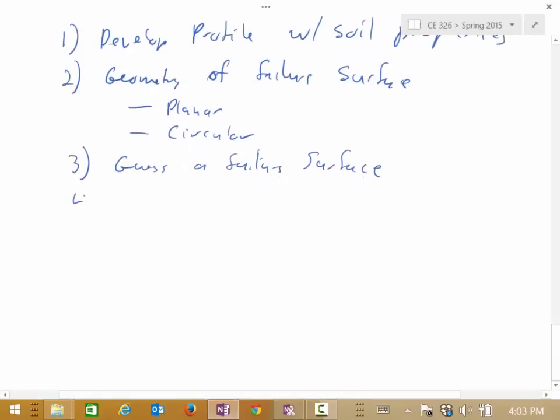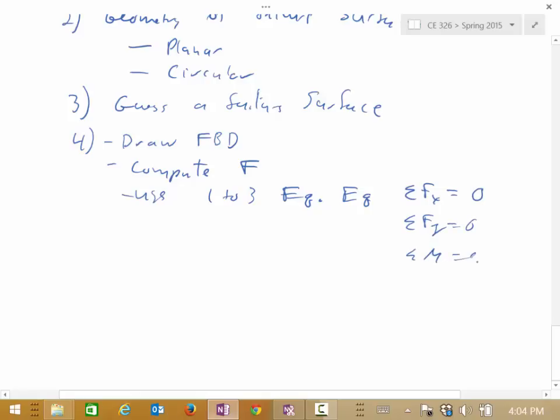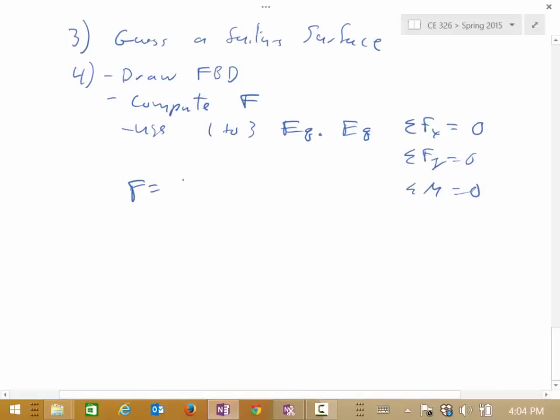Okay, we're going to guess a failure surface, and then what are we going to do? And what are we going to do with the free body diagram? Okay, we're going to compute, what is it we're trying to compute? Factor of safety, and we're going to use 1, 2, 3 equilibrium equations, right? We got summation of forces x equals 0, summation of forces y equals 0, and summation of moments is equal to 0. So we'll use one or more of those. And then we're also going to use that F is equal to the shear strength over the equilibrium shear stress mobilized along the failure surface. So now we've computed the factor of safety. Are we done?